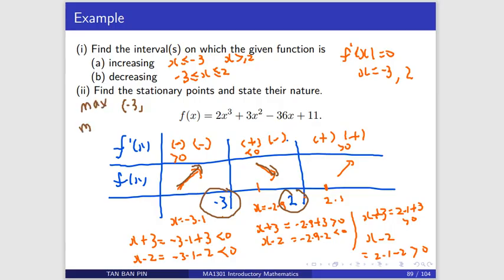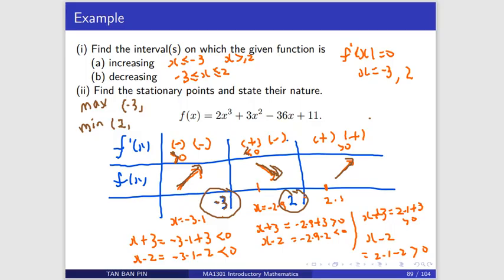Then as for x equal to 2, you'll find that it's negative, then positive, so it's actually a minimum point. Yeah? So at 2 is a minimum point. So you can actually use the sign of f prime to check. Yeah? So we know that for x equal to minus 3, before, f prime is positive, after, f prime is negative. So we have maximum.